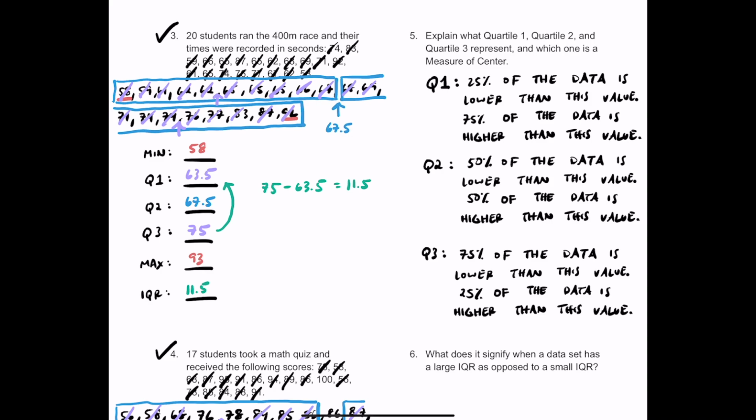So let's just go ahead and highlight that. So this is 25% is lower, and then 75% of the data is higher. And this is of Q1. For Q2, 50% of the data is lower, but then 50% of the data is higher. And finally, for Q3, 75% of the data is lower, but then 25% of the data is higher. In terms of which one is the measure of center, the measure of center is going to be this one, right? Because half of the data is above it and half of it is below. So this is going to be the measure of center. Okay, hopefully that makes sense what these quartiles represent.